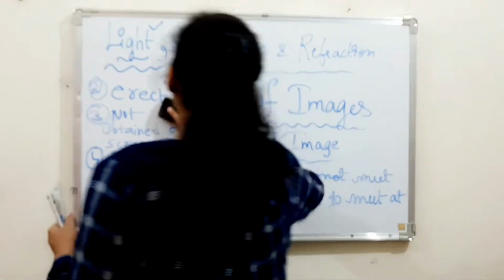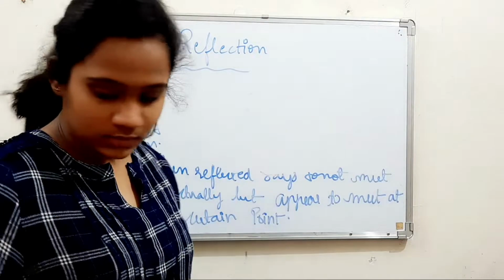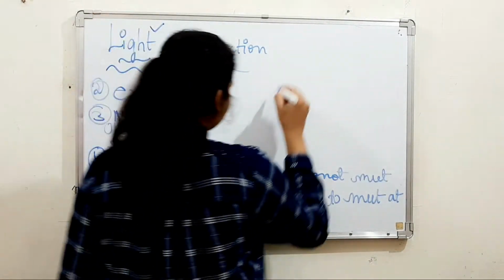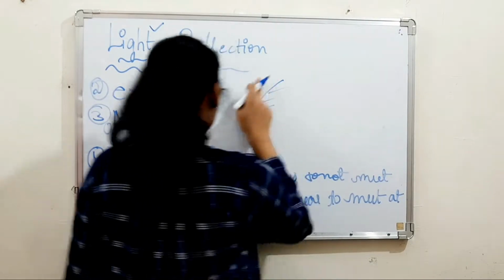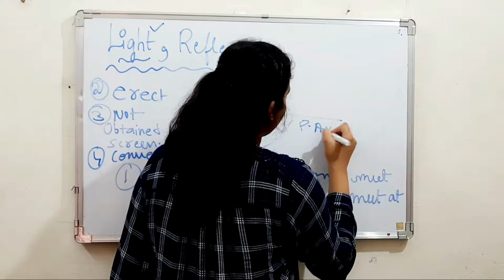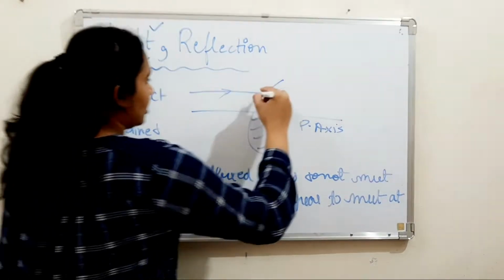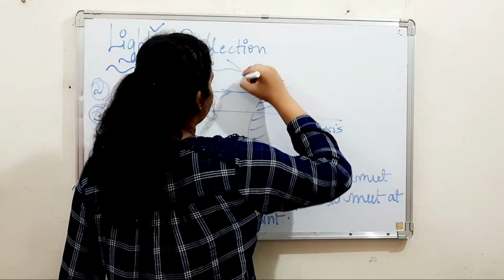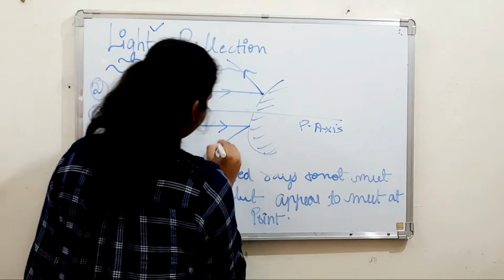Now I will draw the diagram for you all. See, I'm drawing the same. This is a convex mirror whose reflecting surface is bulged outwards. Principal axis is very important. Okay, this is our incident ray. This is the reflected ray which is falling back. This is another incident ray, and this is another reflected ray.